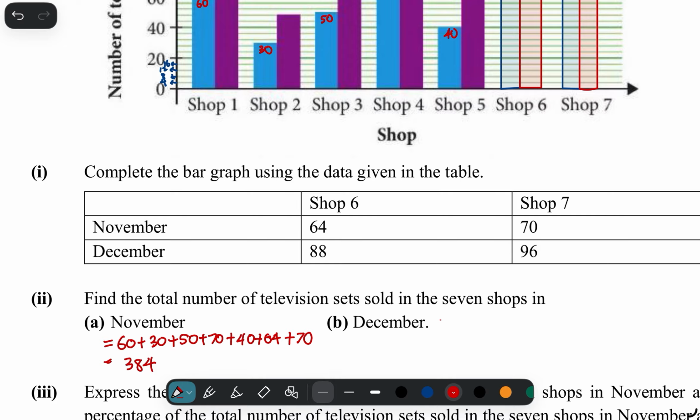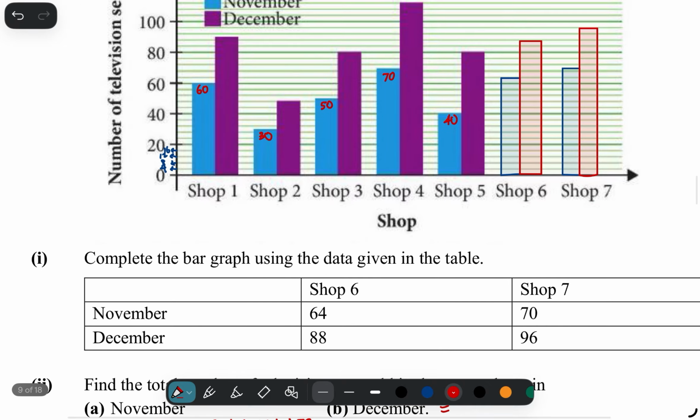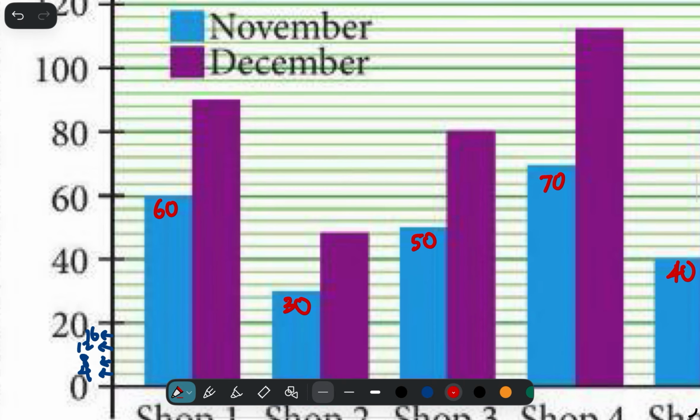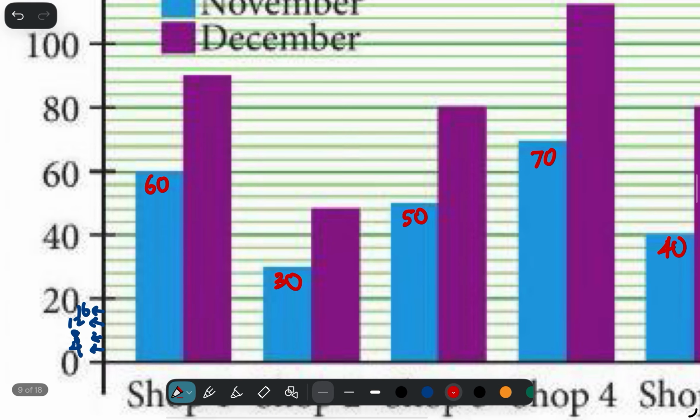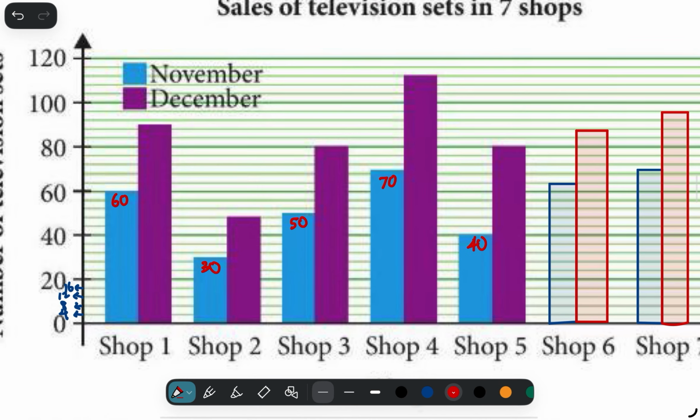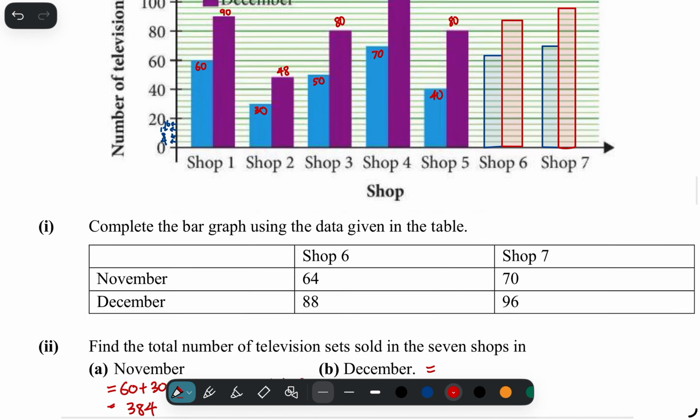Okay, likewise for December, I look at the purple graph and I write on the diagram so it's very clear. Shop 1 I have 90. Shop 2 I have 48. Shop 3 I have 80. Shop 4 I have 112. Shop 5 I have 80. Shop 6 and 7 is provided in part 1.